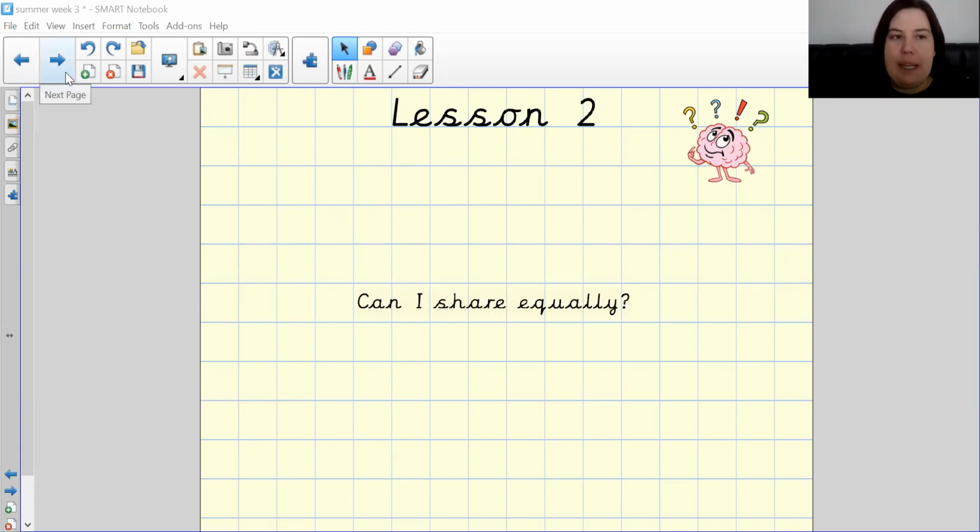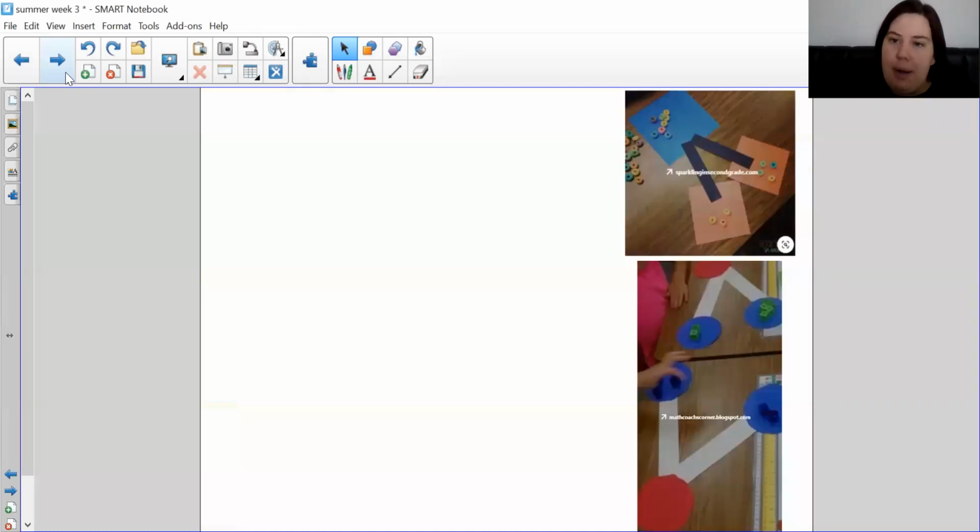So before we begin today, there are a couple of things you will need to get. You will need a pencil, some paper, and some objects that you can use for sharing, so Lego or pasta. And the second thing I'm going to ask you to make today before our lesson is a part-whole model. You have made them before.